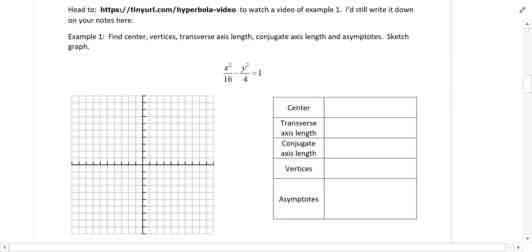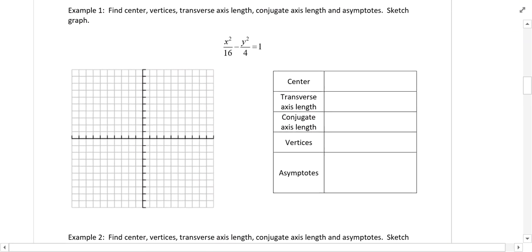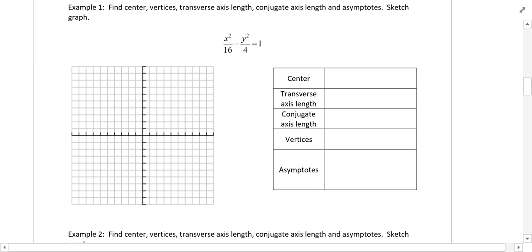So we can ignore that video because I'm making this as a whole video anyway. All right, example 1: find the center, vertices, transverse axis length, conjugate axis length, and the asymptotes. Sketch the graph. I'm actually going to do this in a backwards order. I'm going to make my graph and then find things as I go. Notice here there are no co-vertices either. That's an important thing to note, and it's the difference between an ellipse and a hyperbola.